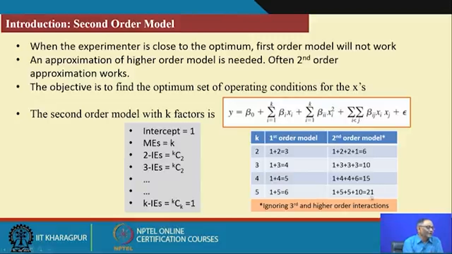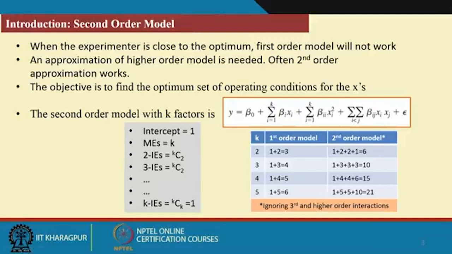So, as the number of parameters to be estimated grows significantly, what is required? You require a different kind of design, so that you will have a sufficient amount of information, and accordingly you will be able to estimate beta 0, beta i, beta ii and beta ij.